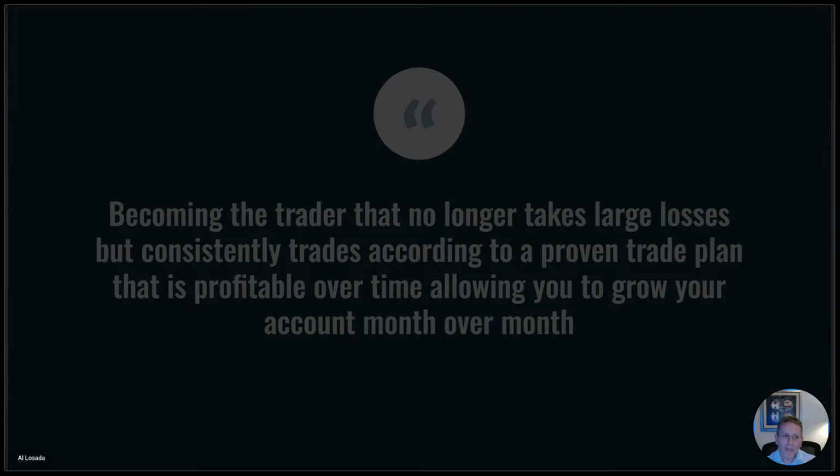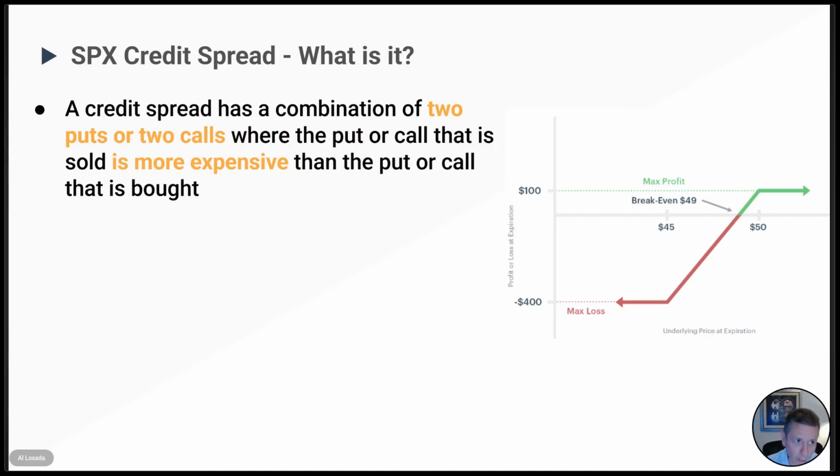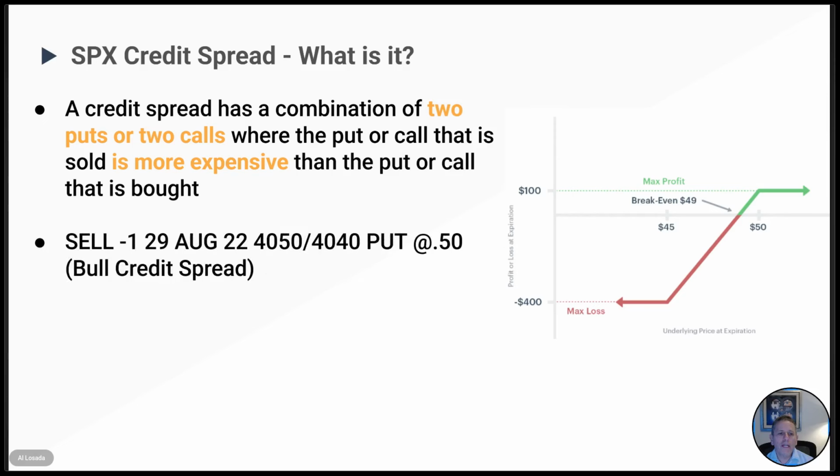Okay, so let's talk about credit spreads and what they are. A credit spread is a combination of two puts or two calls, where the put or call that is sold is more expensive than the put or call that is bought. In this case, you're looking at the 40-50 and the 40-40. So the 40-50 put is more expensive than the 40-40 put. That creates a vertical, and that's how you get your credit.